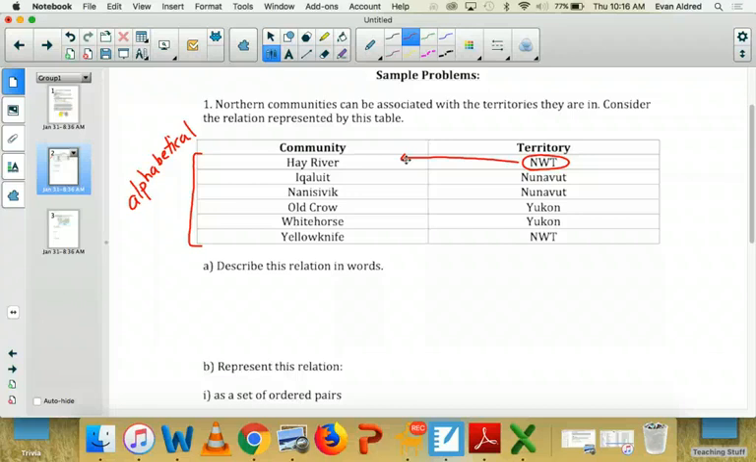Okay? So the first thing that we're asked to do in part A is to describe this relation in words. And it's important, as a grade 10 student, that you use as many words as you can. You want to be thorough in any senior high course. So you shouldn't have an answer that's 3 or 4 words. You should have a couple of sentences here to explain what's going on.